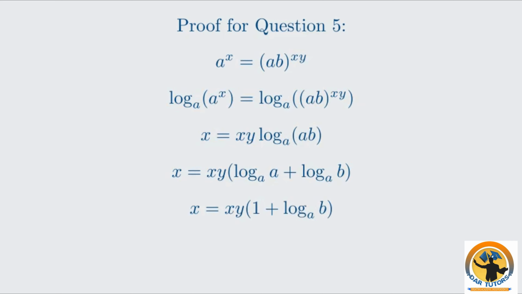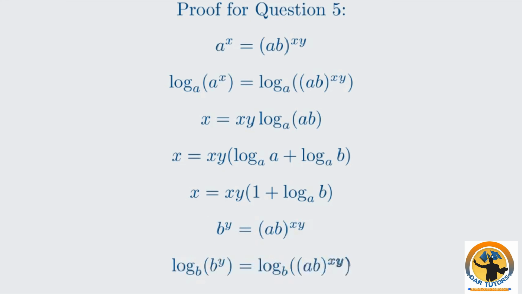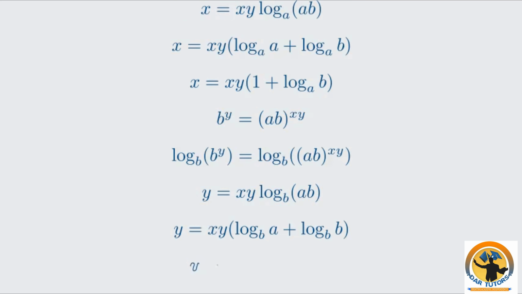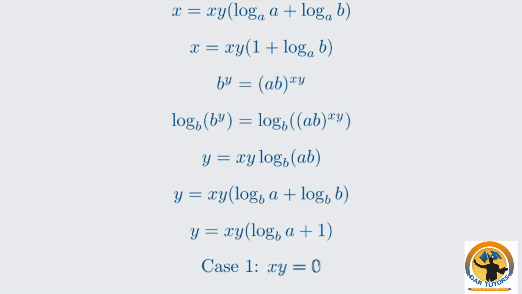base a of b. Now let's take the logarithm of the second part, b to the power of y equals the quantity a times b, all to the power of x times y. Taking the logarithm base b of both sides gives us y equals x times y times the quantity log base b of a plus 1.